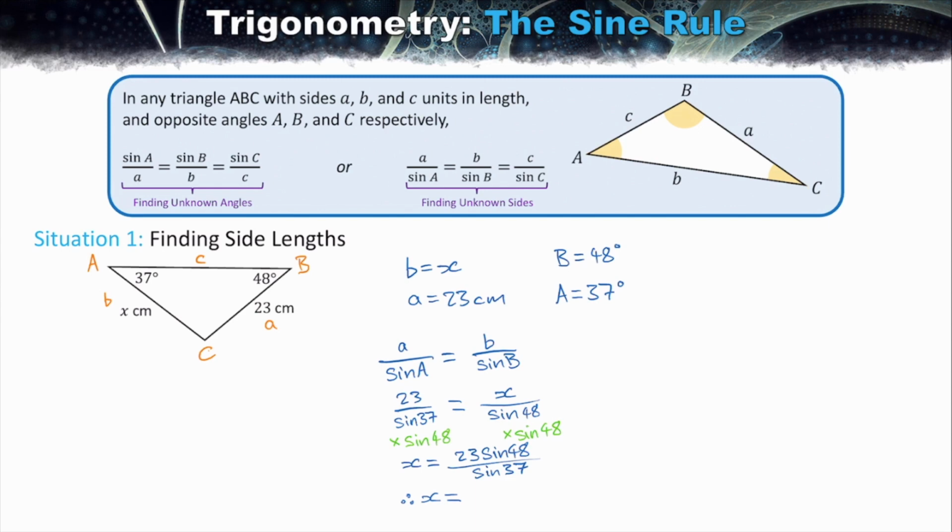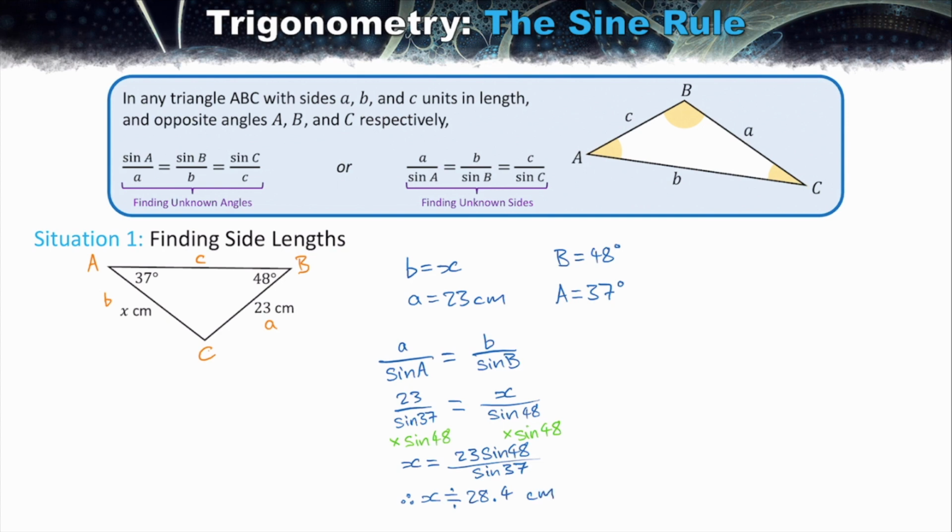So just give me a moment. So it's 23, sine, I should check. Yeah, I'm in degrees. Good. Sine of 37. All right, and we're finding that this is approximately the side length, so it's 28.4, and then my units were centimeters.